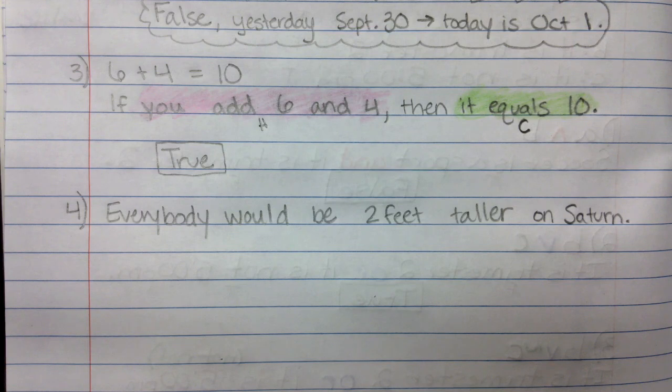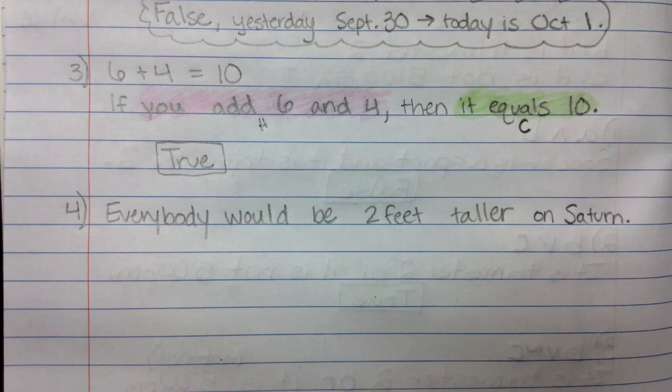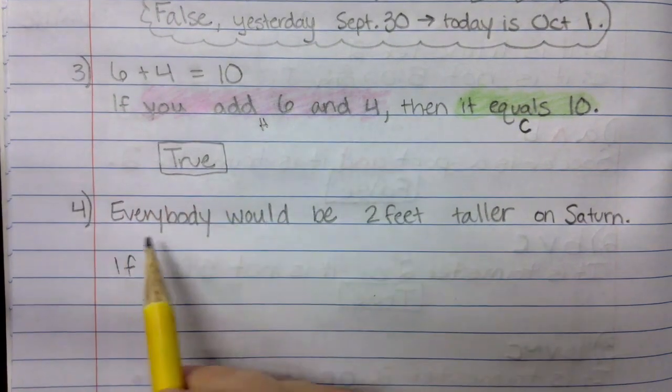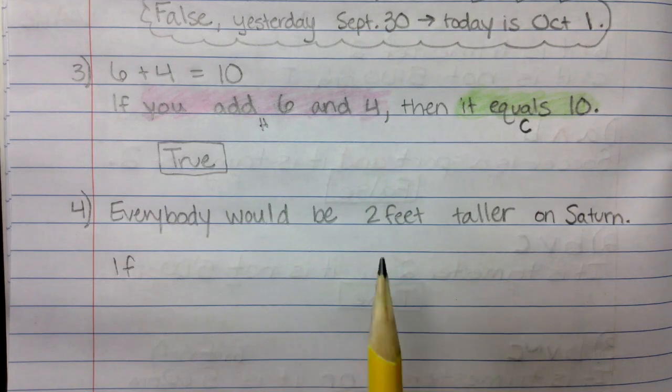First off, what's Saturn? A planet, so not on Earth. So if we were on Saturn, everybody would be 2 feet taller on Saturn. So we want to think about this as an if-then statement. So our if has to be the first part. What is happening first? Is everyone first getting 2 feet taller? Or are they first on Saturn? We're actually on Saturn first.